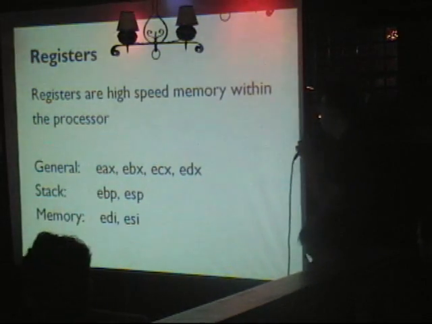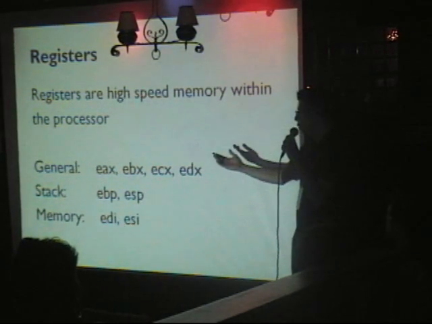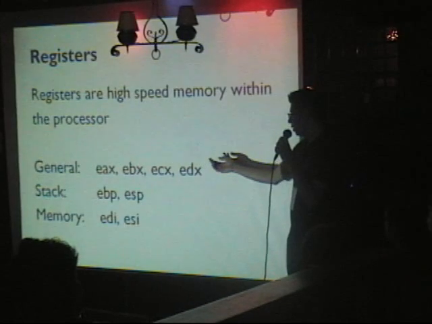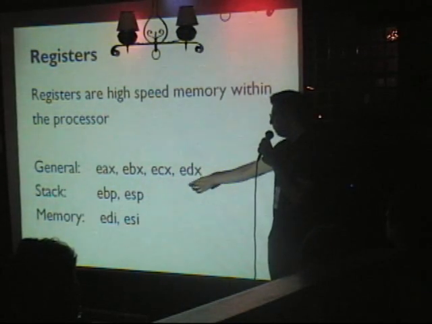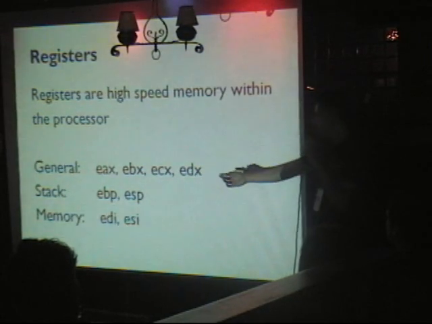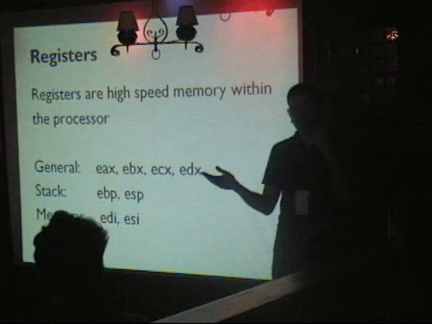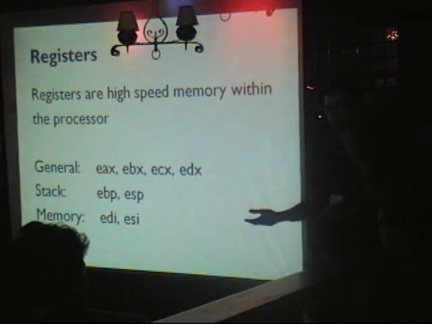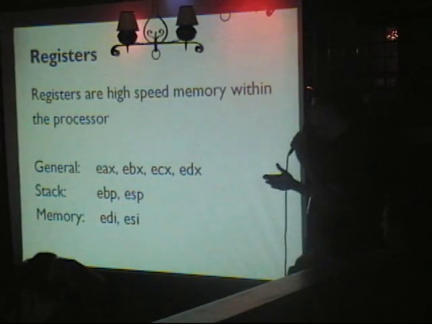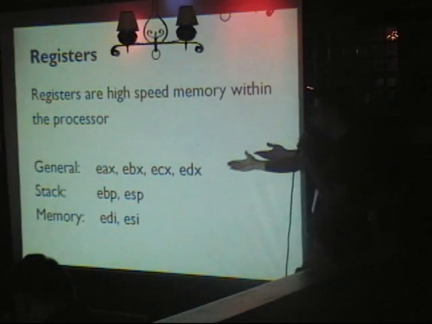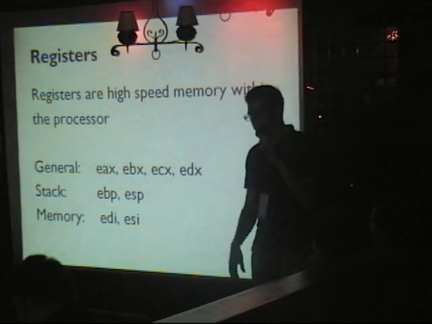Registers are a very fast memory within the processor. Usually the general registers are EAX, EBX, ECX, EDX. The ones that are used for the stack are EBP and ESP, and generally the memory references are EDI and ESI. These are generalities. You can use any register for anything. If you write your own custom assembly, or with some compiler optimizations, if you don't have a frame pointer or certain options that you can set, it won't necessarily use the stack registers as such or some of the memory ones. But this is the general rule.